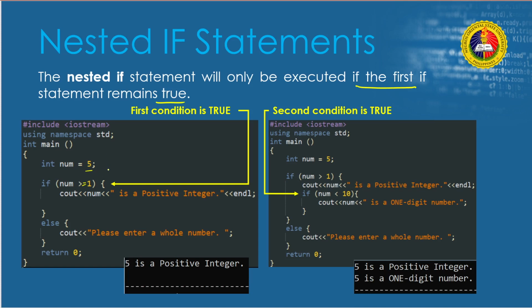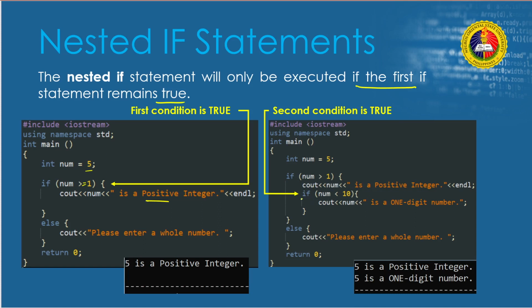So we have two goals. First is to check whether it's positive, and if it's positive, we are going to check if it's a one digit number. Did you follow? We have two goals to look for. Again, first is to check if it's positive, and then second is we're going to check if it's one digit number. But we can only check if it's one digit number if it's positive, if it remains true. So we are going to create a nested if statement that after it says it's positive, we are going to check if it's one digit number.